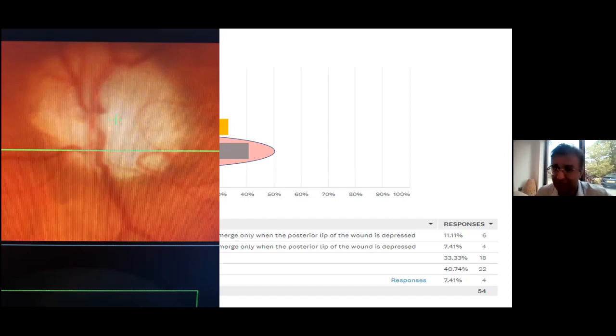The aqueous was not flowing out. So I stupidly did more aggressive massage, and that led to ciliary cleft. The bleb didn't form. There was something blocking it. The bleb didn't form, and that led to ciliary cleft, and suddenly the pressure dropped to only 2 or 3.